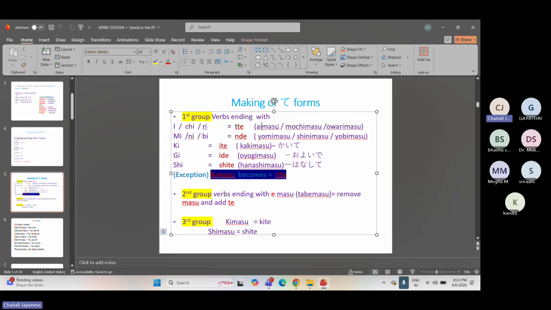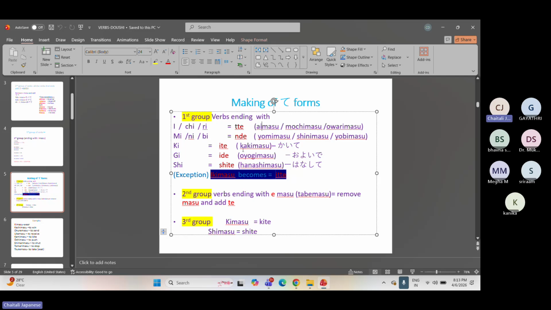This is the first division, i-chi-ri. Then you have mi, ni, bi. So yomimas, shinimas, and yobimas will be replaced with nde. So here, mi, ni, and bi. If you see this, mi, ni, and bi will be replaced with nde. So yonde, shinde, yonde. Okay? Clear, everyone?